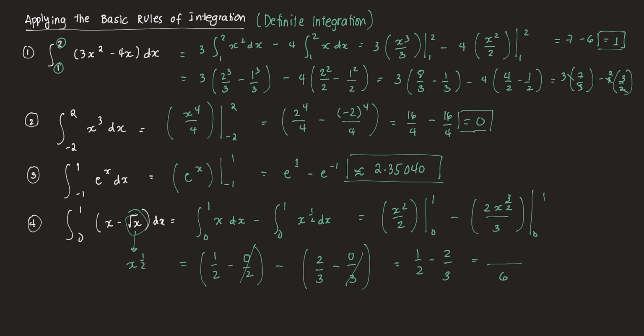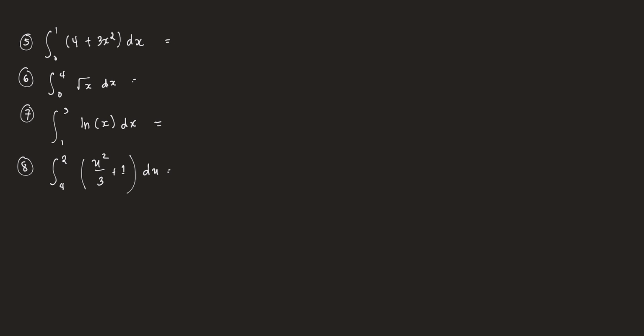So this is going to be 3 minus 4, right? So this is going to be negative 1 all over 6. Okay, so that's for the first 4 problems. Next, we'll go to number 5.